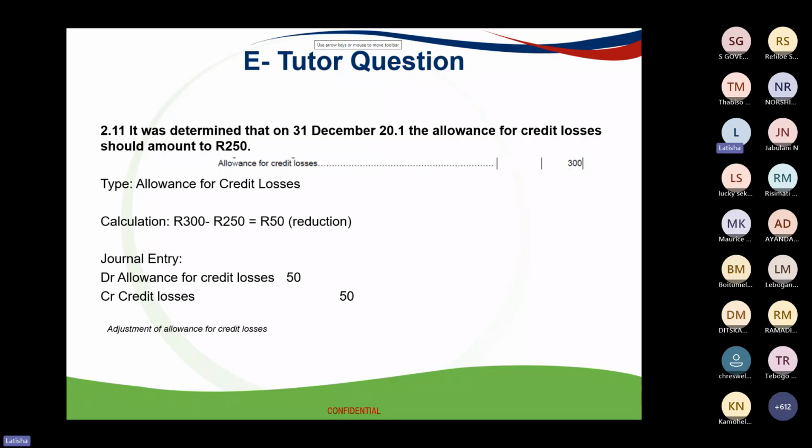Yes, so the 50 Rand comes back into the business. That is correct. It's a credit, so it becomes an income. We credit the 50, and so that is an income to us.